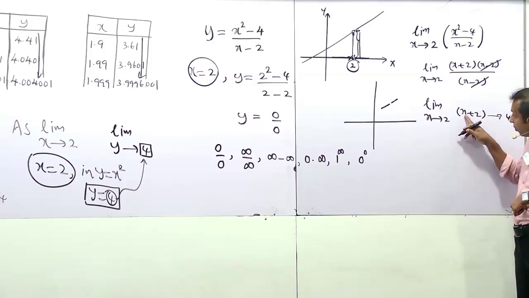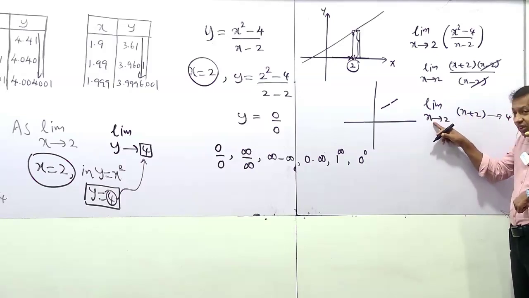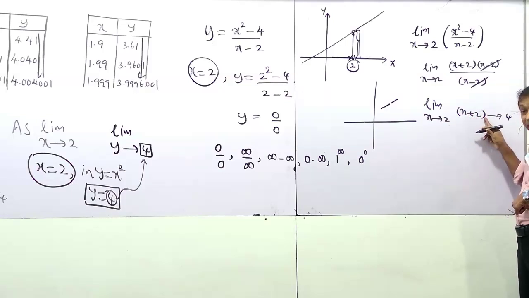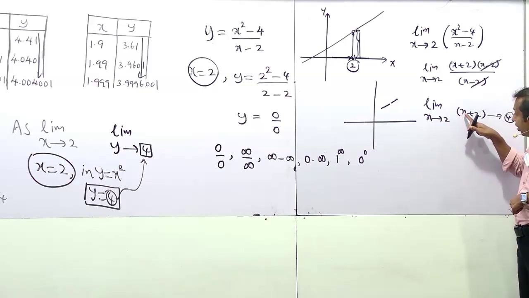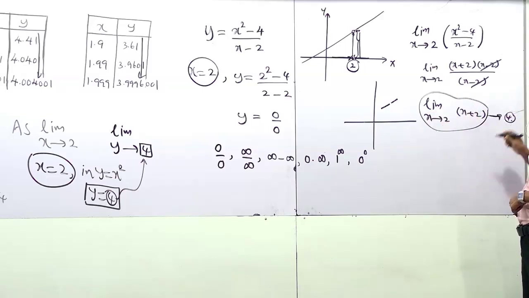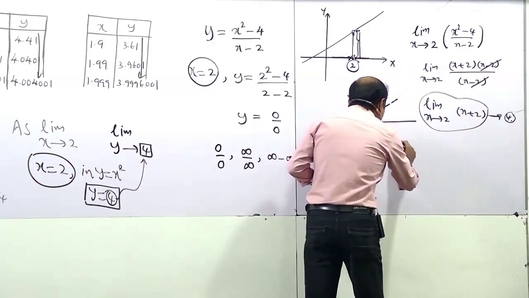Reason? Put for this x 1.99, because x going to 2 means 1.99 is possible, no? 1.99 plus 2 is what? 3.99. Put for this x 1.999. This is now 3.999. Therefore, to get this answer, directly put this 2 here, then we get 2 plus 2 is 4, no? Then this whole expression, we write going to 4. Understand?